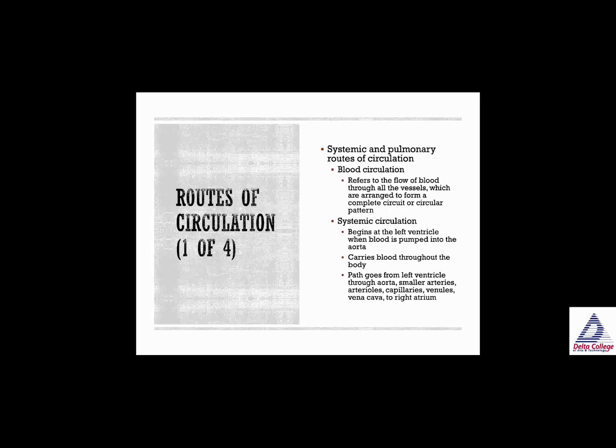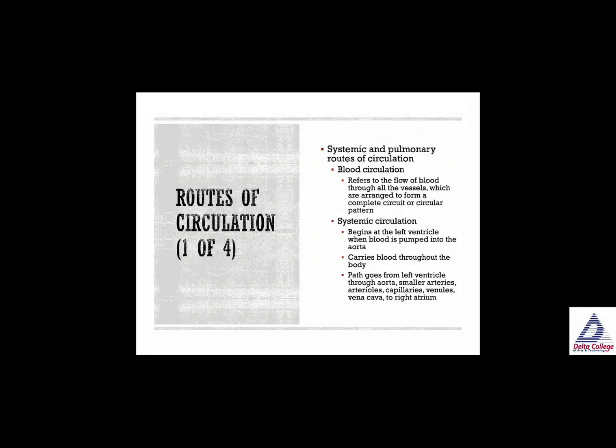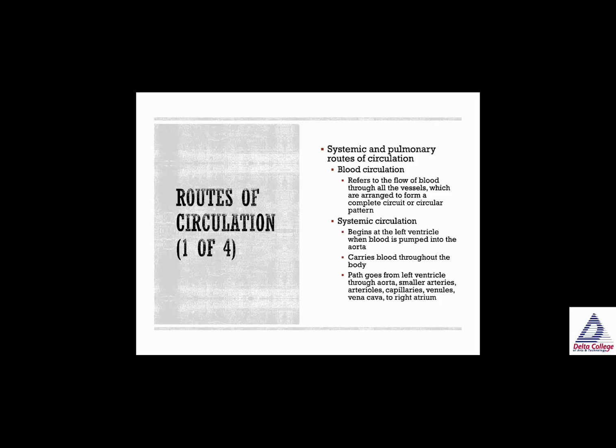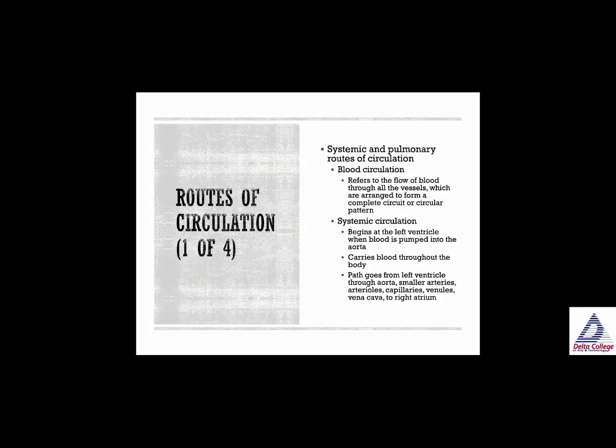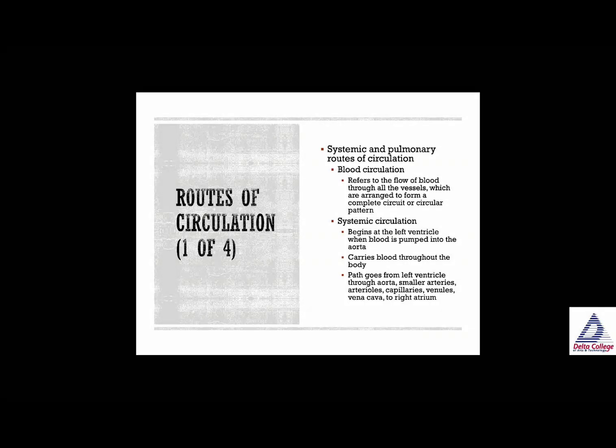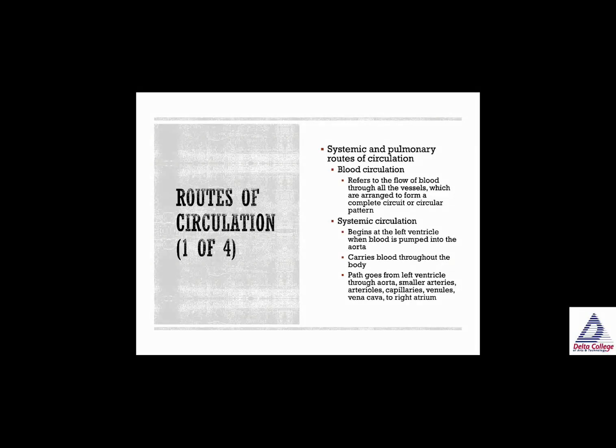So now let's talk about routes of circulation. I mentioned this earlier. I talked about blood circulation, systemic circulation, pulmonic circulation. So let's look at this. Systemic and pulmonary routes of circulation. Blood circulation refers to the flow of blood through all vessels, which are arranged to form a complete circuit or circular pattern within the body.